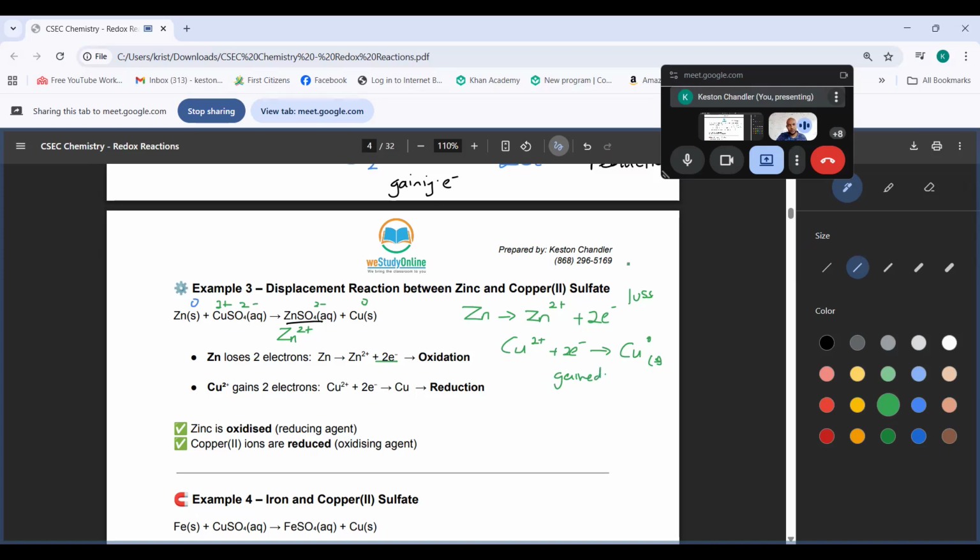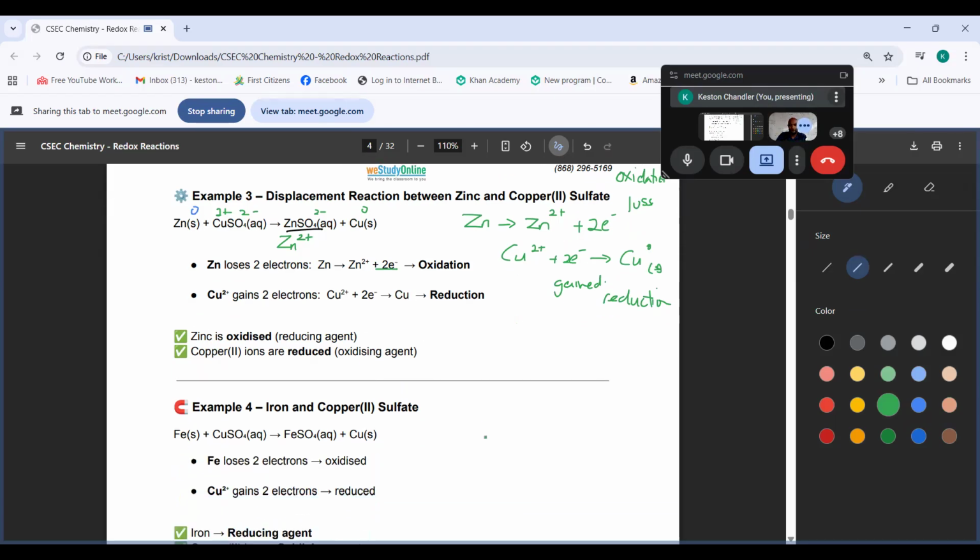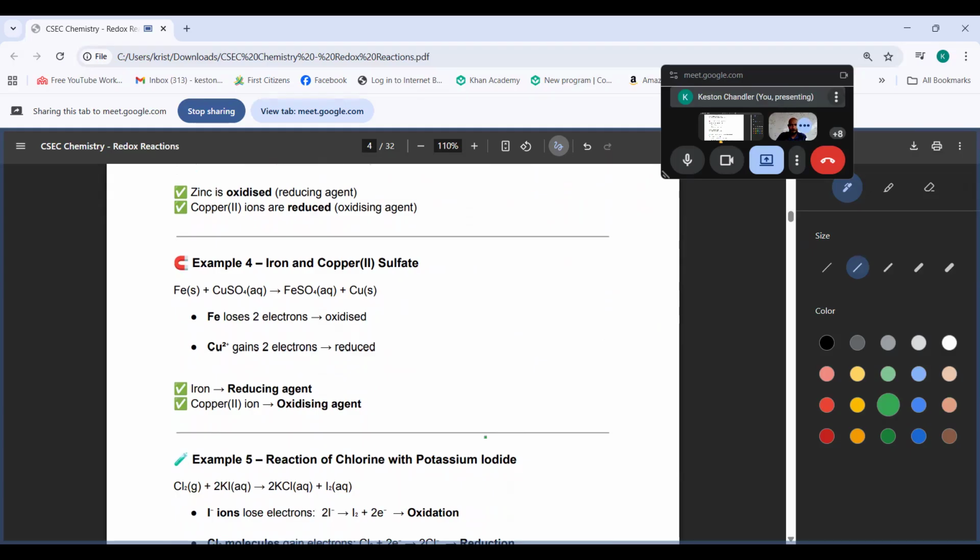So 1 lost electrons and 1 gained electrons. The loss of electrons is referred to as oxidation, and the gaining of electrons is referred to as reduction. Everybody understand that? Another thumbs up if you're okay with that.